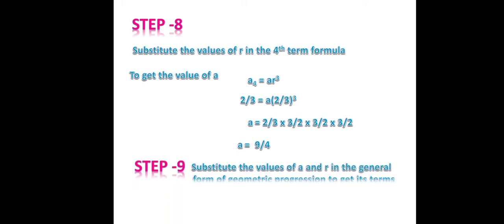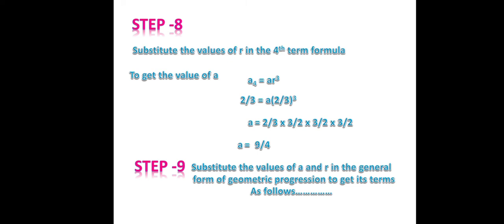Then the next step will be substituting the value of r in the fourth term formula to get the value of a. So in the place of A4 we write 2 by 3, which is equal to a into the value of r, which is 2 by 3, whole to the power of 3 here. So from the calculations we have the value of a as 9 by 4.